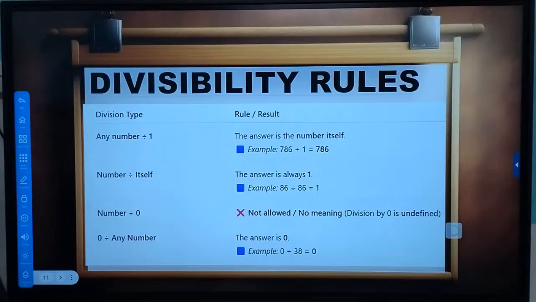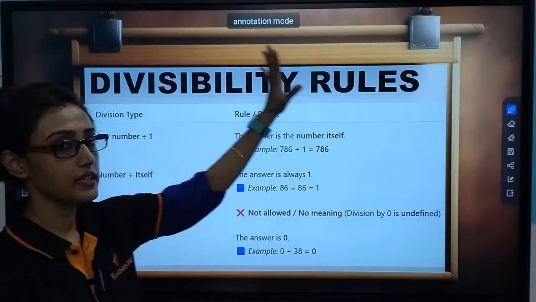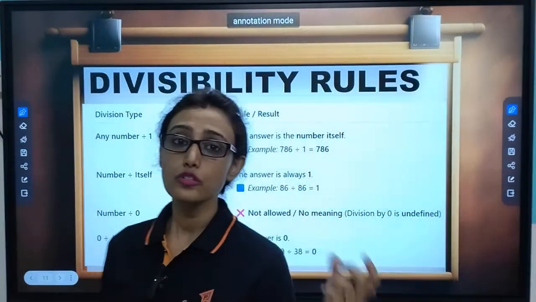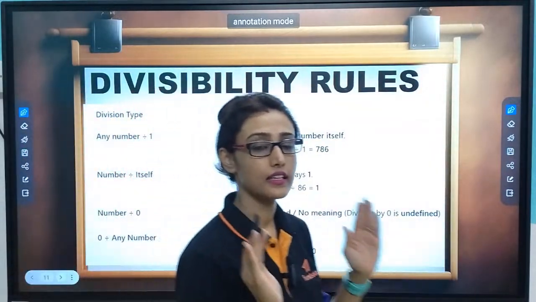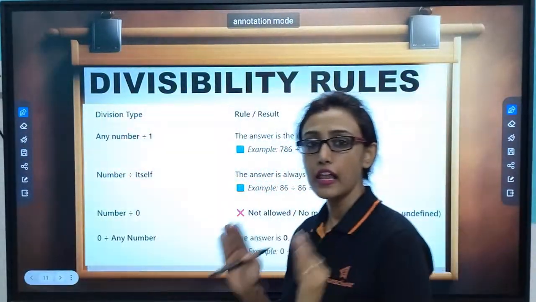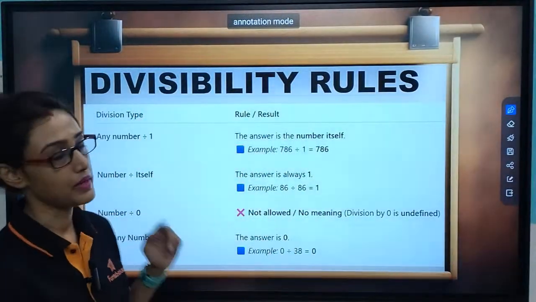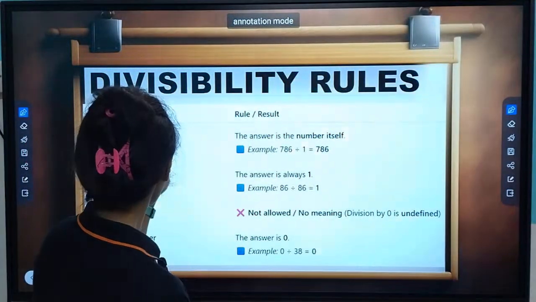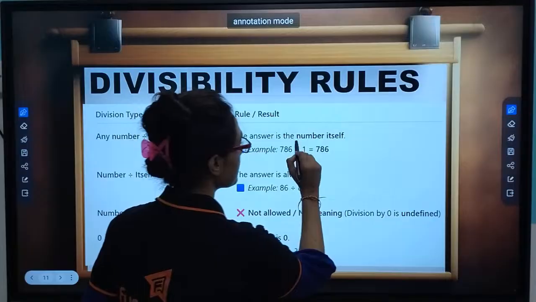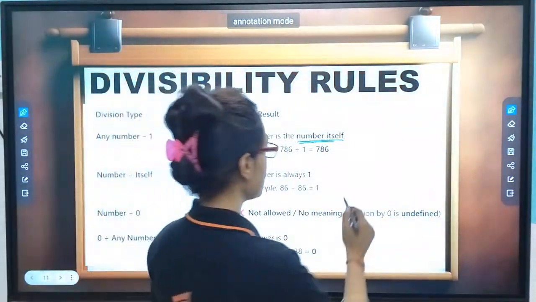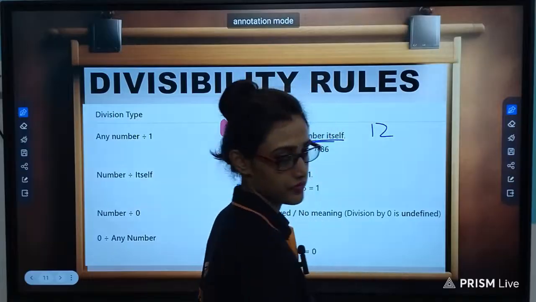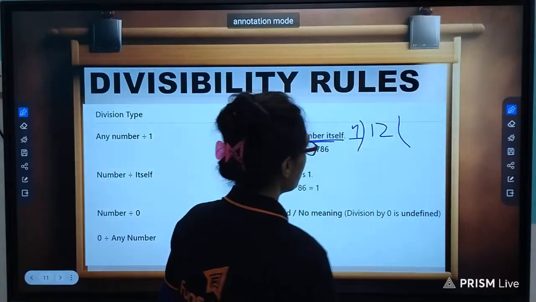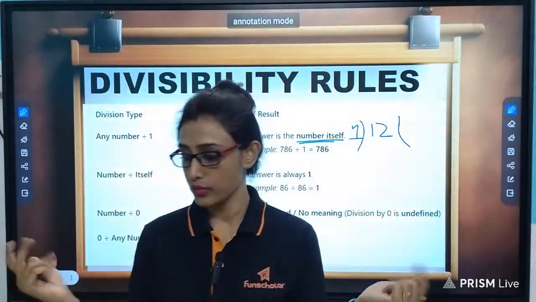Now there are some rules regarding divisibility. Before we proceed with division, we must know some rules or properties which are fixed in case of division, and that will help us in solving our mathematics. First, any number divided by 1 will always be the number itself. Suppose I am taking the same example, 12. So 12 I am dividing among 1 person.